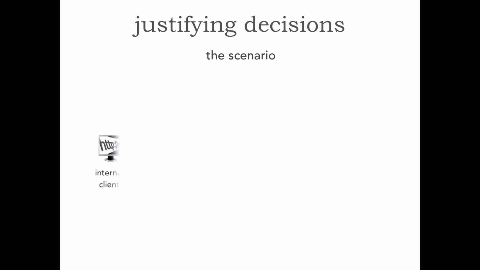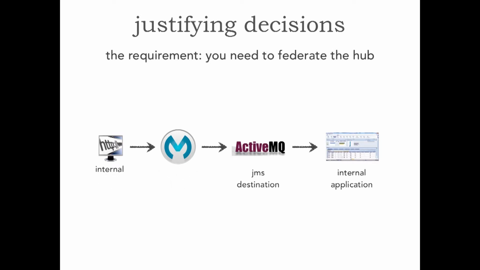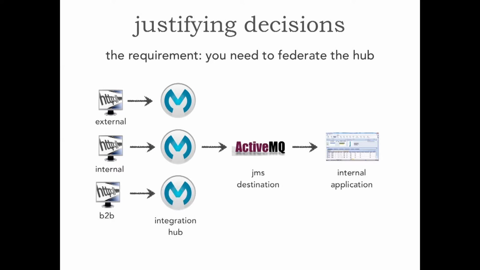So here's the scenario. Let's assume we have distributed applications and some sort of internal client application that talks to an integration hub. In this case, I'm going to use the example of Mule, which then goes through ActiveMQ, some sort of message broker, which finally gets to an internal application to process that functionality and maybe return a result. So this is our current application or system architecture. The requirement is that we need to federate this Mule hub. In other words, right now it's serving internal clients. What we need to do is have a separate instance to service external clients and then another instance to service B2B clients. So we have an architecture decision to make with this particular requirement.